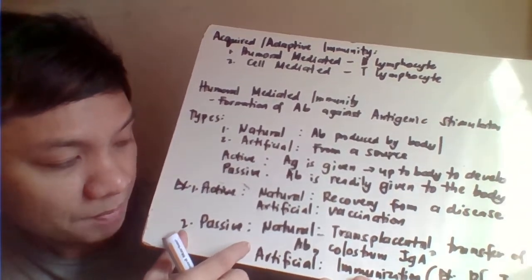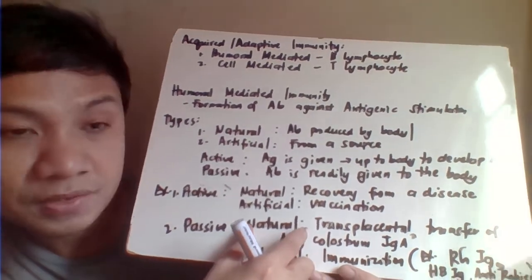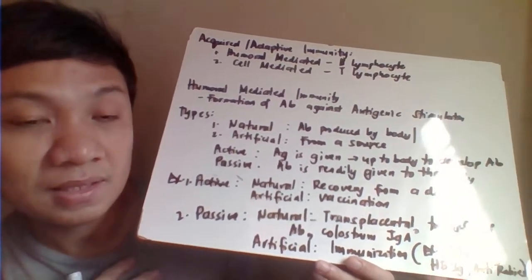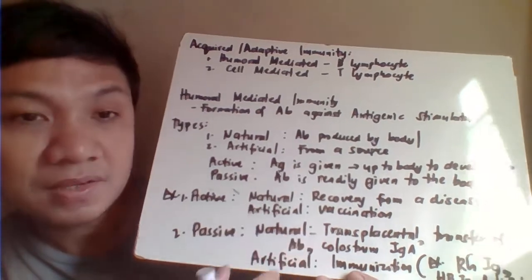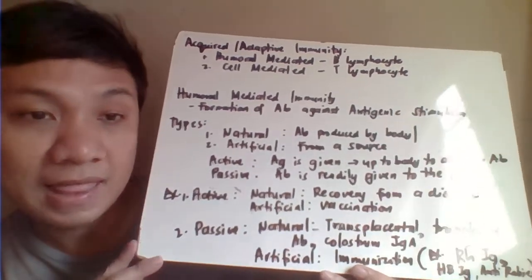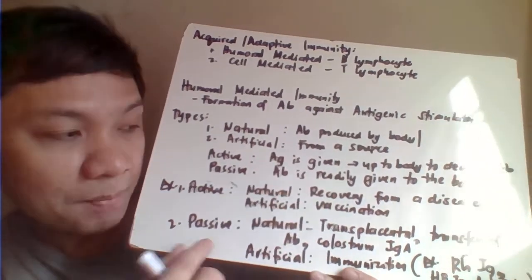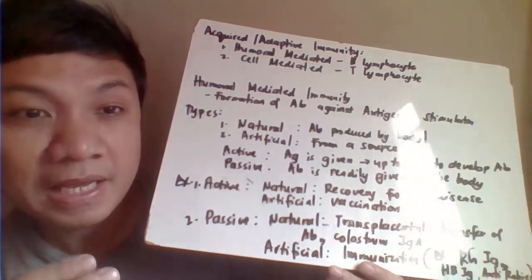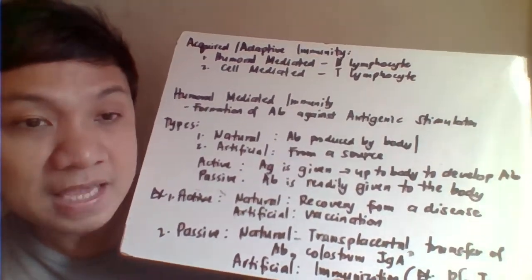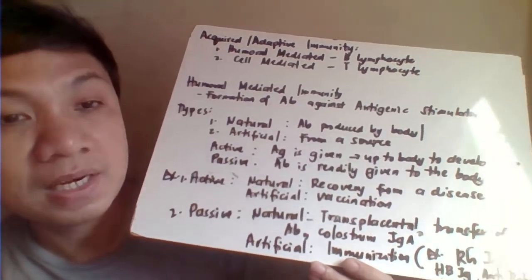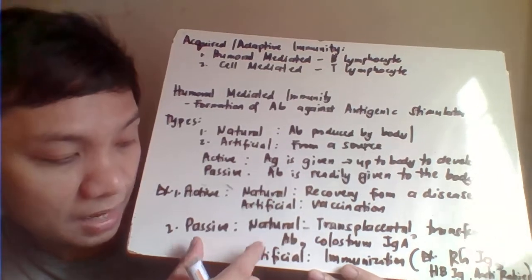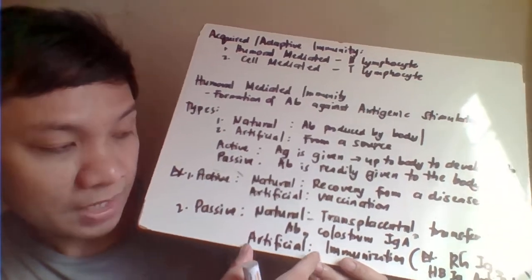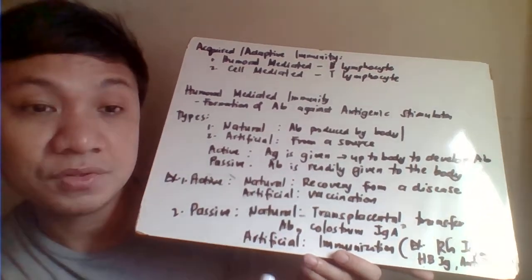Now we go to your passive. Passive natural: this is antibody that is already inside our body, not coming from outside. It's passive because, again, what is given to you is already antibody. For example, we have the transplacental transfer of antibody from the mother to the baby. What is given to the baby is already an antibody coming from the mother, and it is already inside the body. That makes it passive natural. Passive artificial: passive because antibody is given, and artificial because it is not from the body, coming from an external source.